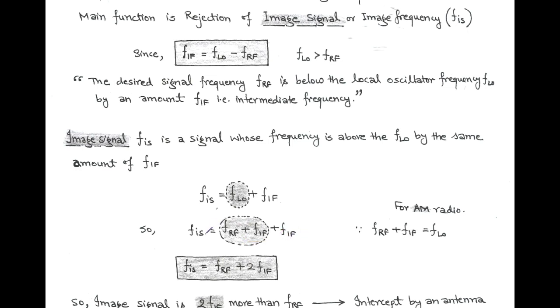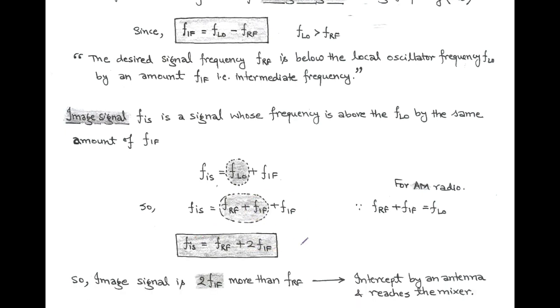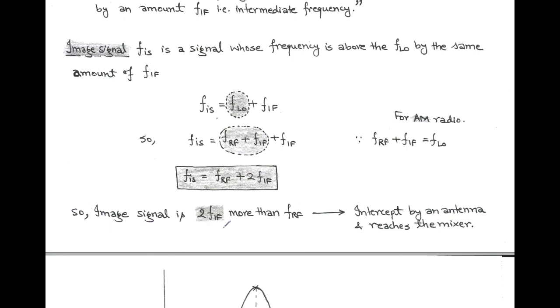And the image signal is equal to radio frequency plus twice the intermediate frequency. So we can say that the image signal is twice the intermediate frequency more than the radio frequency, and this image signal is intercepted by the receiving antenna and reaches the mixer.